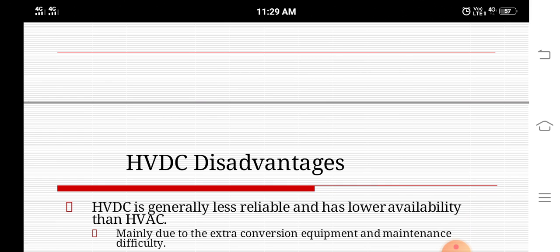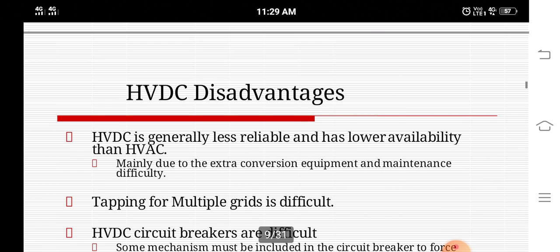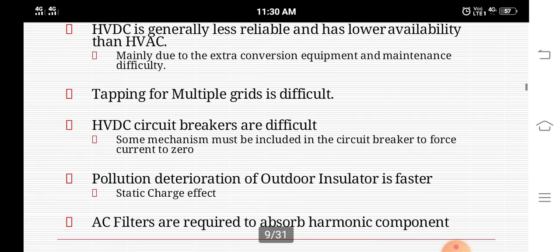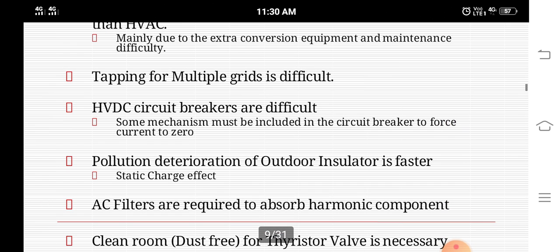HVDC in conversion, switching and control. Then it has expensive inverters with limited overload capacity. Then higher losses in static inverters at smaller transmission distance. The cost of the inverter may not be offset by the reduction in line construction cost and lower line loss.